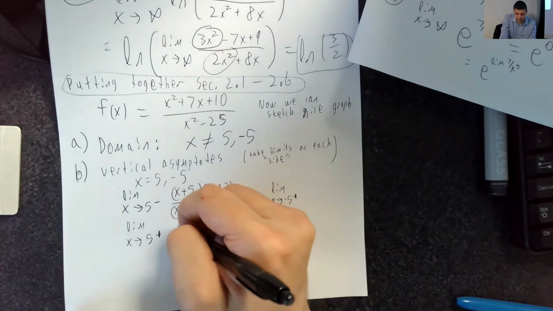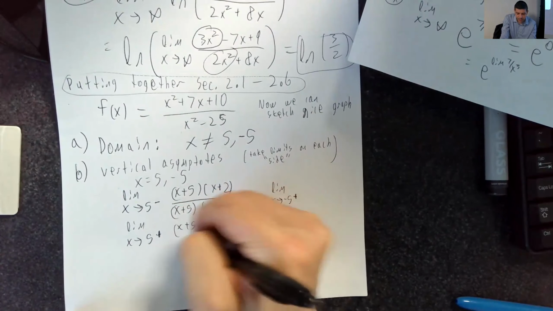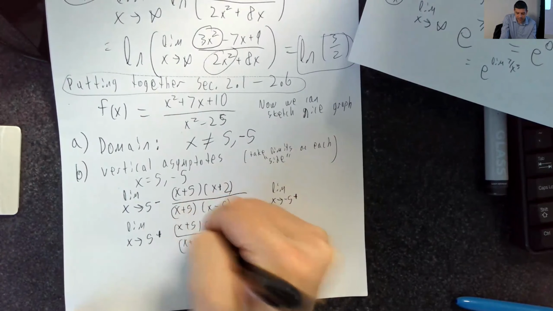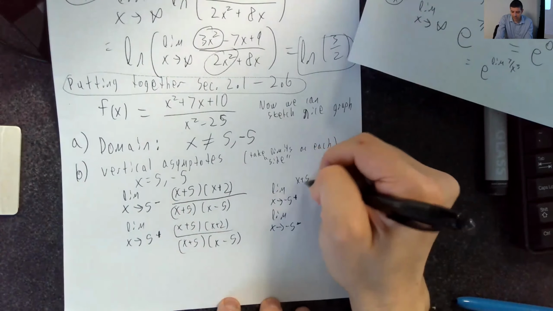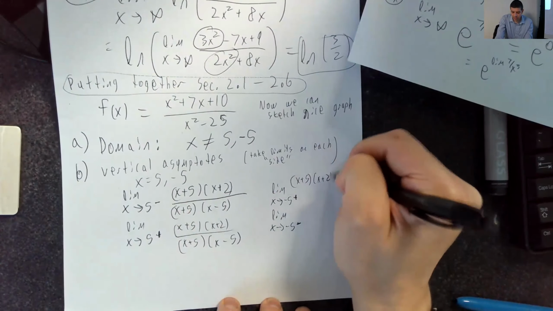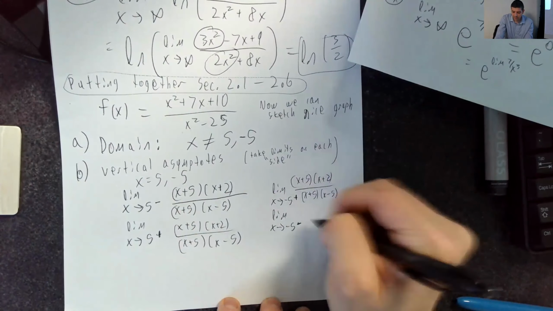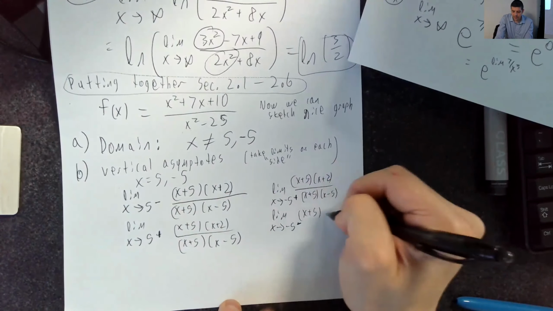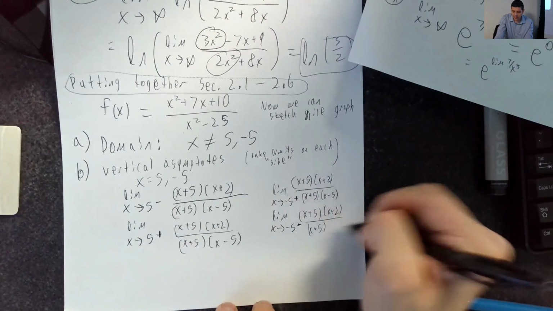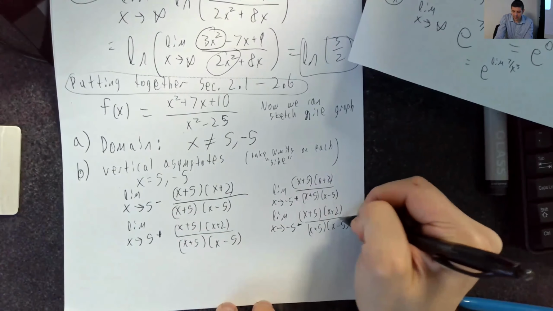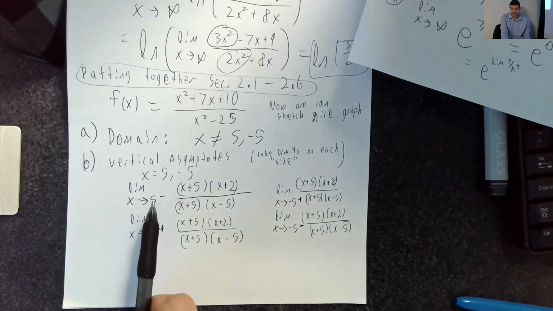So this one, x plus 5, x plus 2, x plus 5, x minus 5. And we'll have to do x plus 5, x plus 2, x plus 5, x minus 5. Okay, so we'll have to figure out each case.